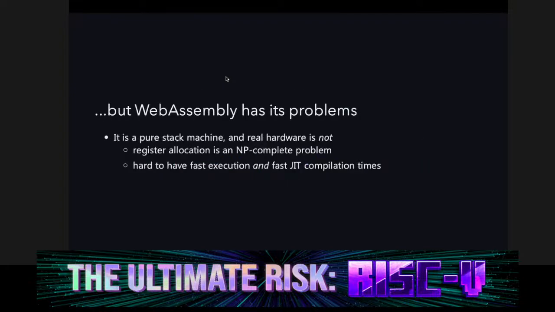And WebAssembly is a pure stack machine, and real hardware is not. So this means that when you want to execute a WebAssembly program in an efficient manner, you need to reduce it into a register machine. And register allocation is an NP-complete problem, which basically means it's really hard and it's really expensive. So it's hard to have fast execution and fast JIT compilation times with WebAssembly.